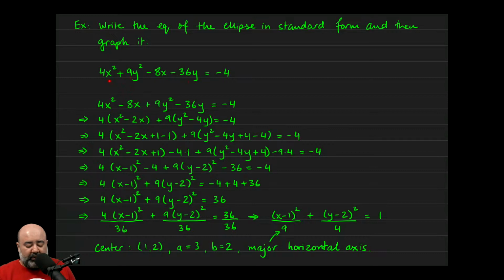The first thing we do is rearrange these terms to put the x's together and then the y's together. So we rewrite it as 4x squared minus 8x plus 9y squared minus 36y equals -4. Now remember, for completing the square, the leading coefficient must be 1. So we have to factor a 4 out of both these terms, and we're left with 4 times x squared minus 2x. From the other two terms, we need to factor out a 9. So it becomes 9 times the quantity y squared minus 4y, equals -4.